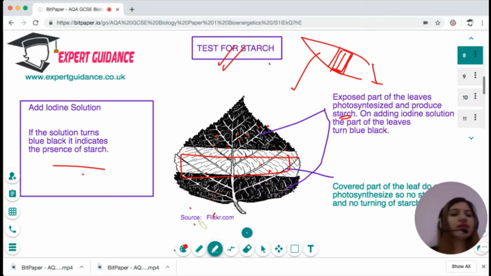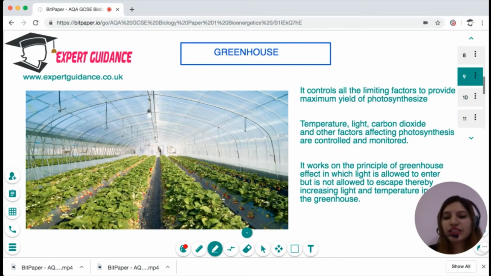What are variegated leaves? Those which have different colors. Wherever there's a green color, that part will turn blue-black, and the rest of the part will remain the color of the iodine. Okay, so next is a greenhouse.